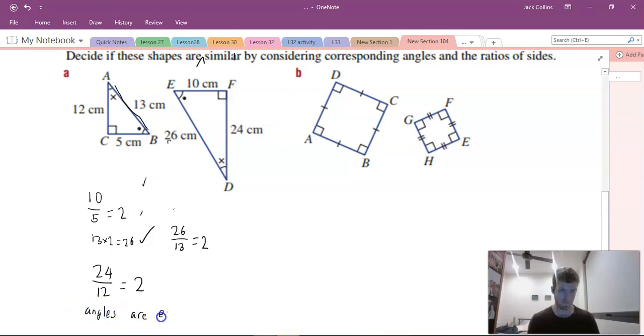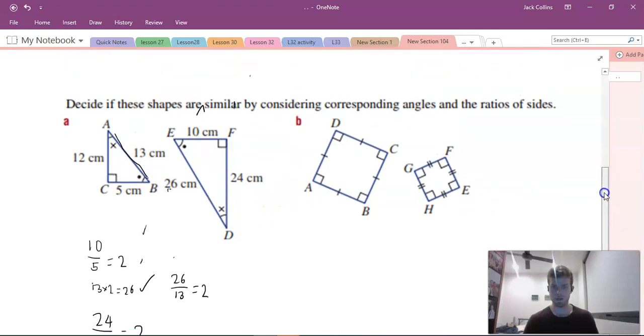So all angles are equal and all sides have the same ratio of 2. Therefore, they are similar. You would say they're similar. And you'll find out later in the video that if in a triangle all corresponding angles are equal, then you'll find that the triangles are similar without knowing the side lengths.